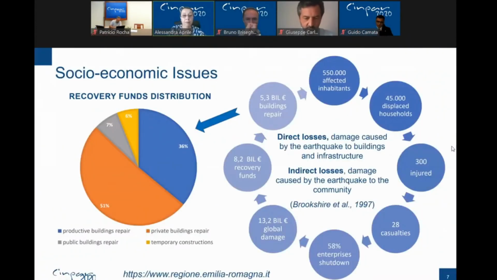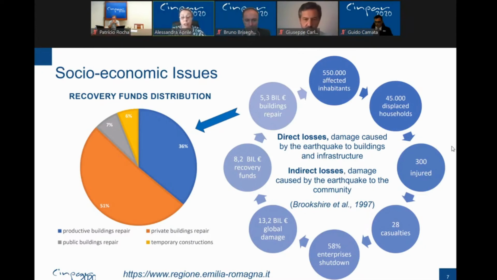Some data about socioeconomic issues of the most hit, of the most exposed area. We had 550,000 affected inhabitants, 45,000 displaced households, 300 injured, 28 casualties, 58% of enterprises had to shut down, and a global damage of more than 13 billion euros.